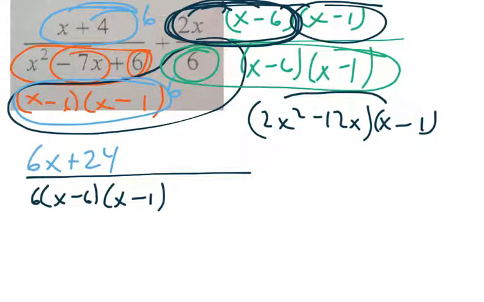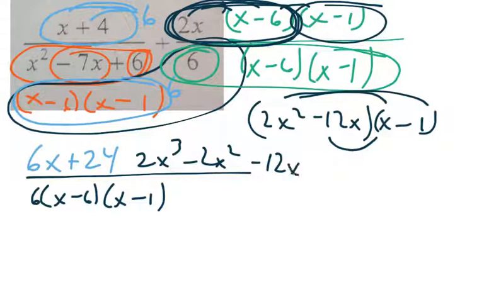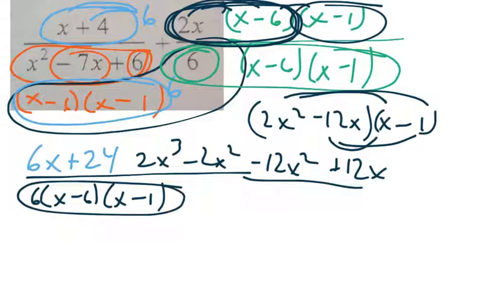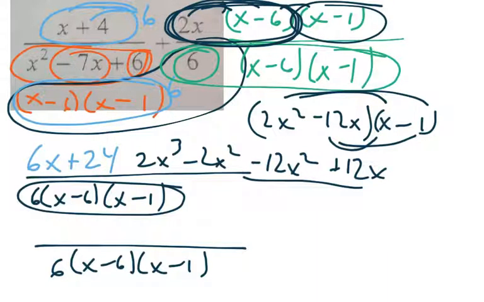So here we go. We got 2x cubed. We got minus 2x squared. Next, we're going to do negative 12x times x. That's a minus 12x squared. And finally, negative 12x times negative 1 is plus 12x. Whew. So finally, simplifying what we got, our common denominator again is 6 times x minus 6, x minus 1.